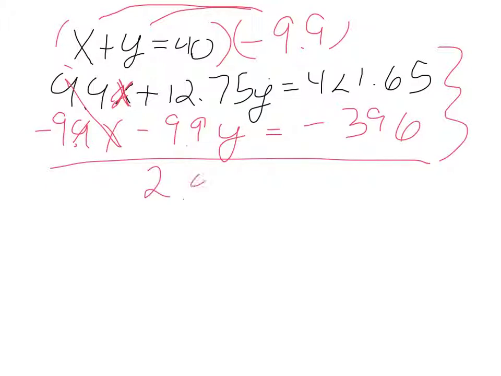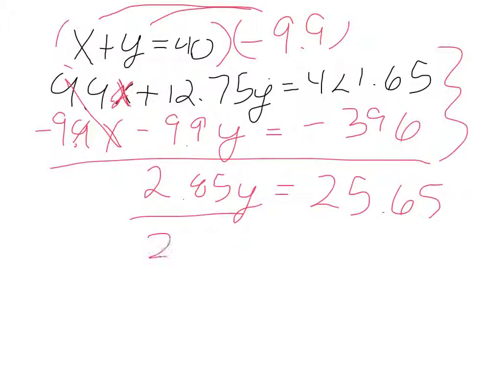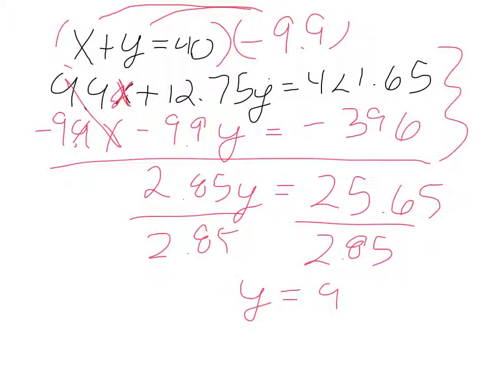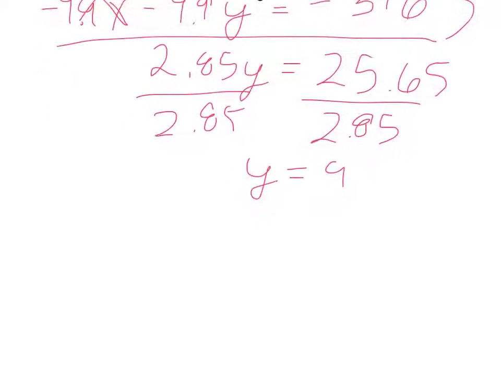So 2.85y equals, and then if we have 421.65 minus our 396, we have $25.65. So now divide by our 2.85. And we get y equals 9. So, if you recall, that was the number of striped neck warmers.